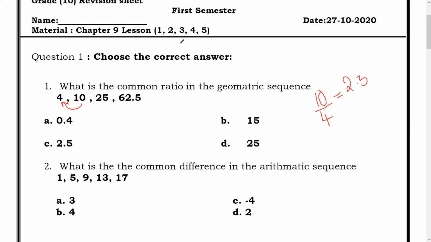Please, if one girl talks, please listen to her. Okay, Habiba, I think she solved the question. We have to listen to her.